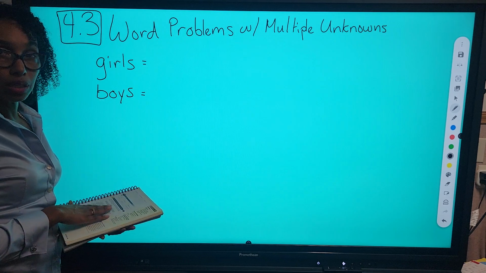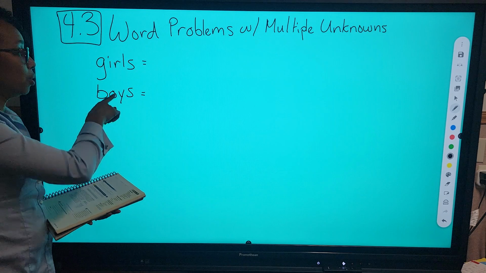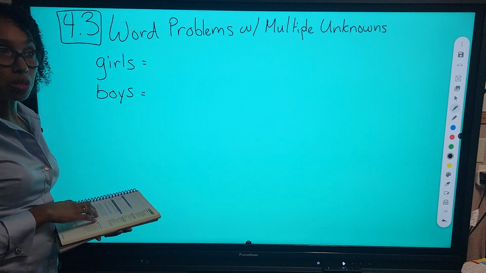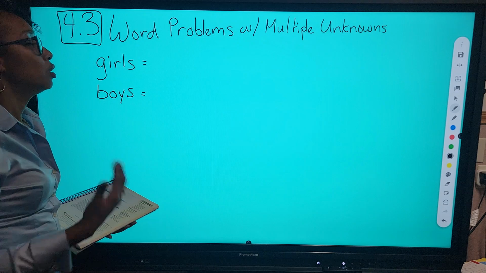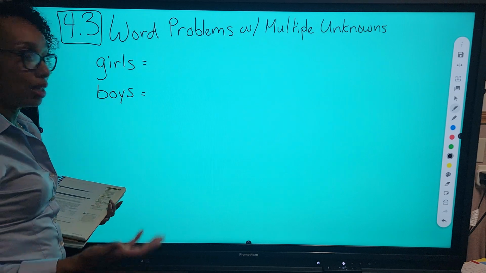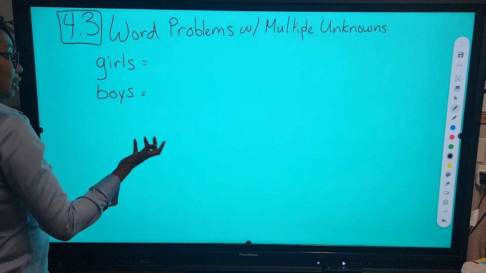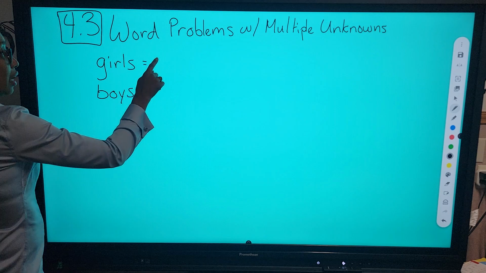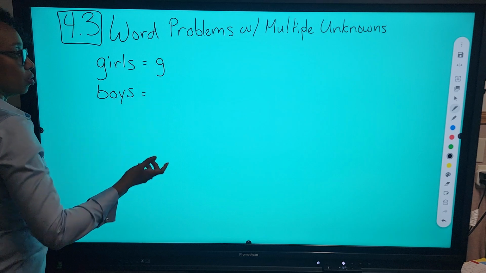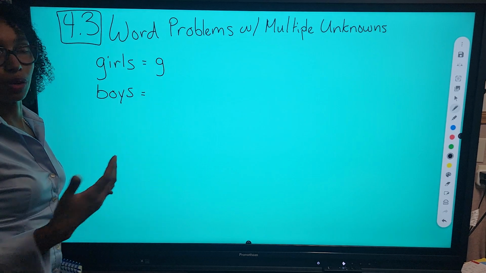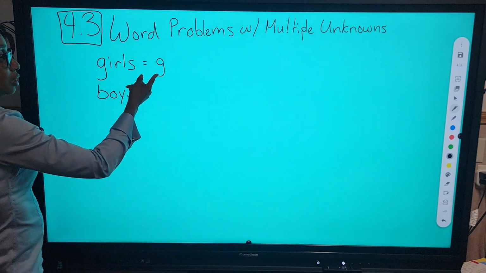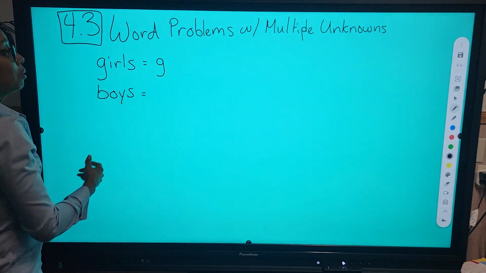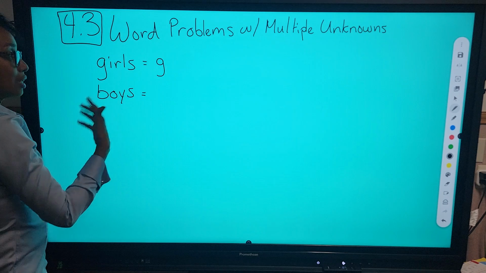The first thing I want to do before I tackle boys is to first deal with the girls. That's the one they told me the least about. The one that they don't talk about, that's the one you want to give the letter to, okay? So in this case, they're going to use G for girls. You don't have to. It could be whatever letter you want, X or N for number. They just chose G to stand for girls, because again, that's the one they told me the least about.